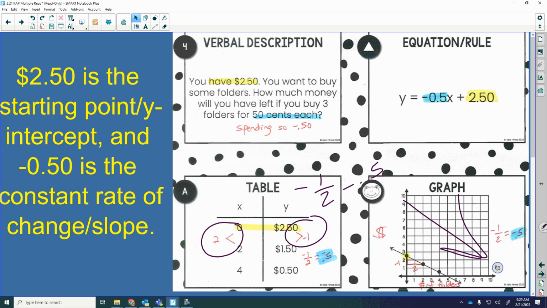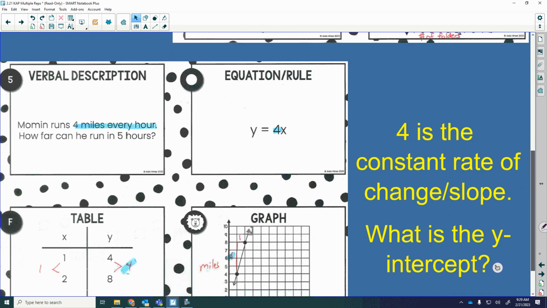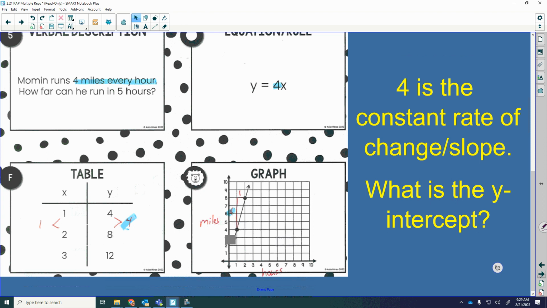Okay. Next page. What was different about this one? There's only one number, and what was the number? The slope, right? So what does that tell you? What is the y-intercept? 0. So you might have put in here plus 0 if you really wanted to, or you could have said that b equals 0.